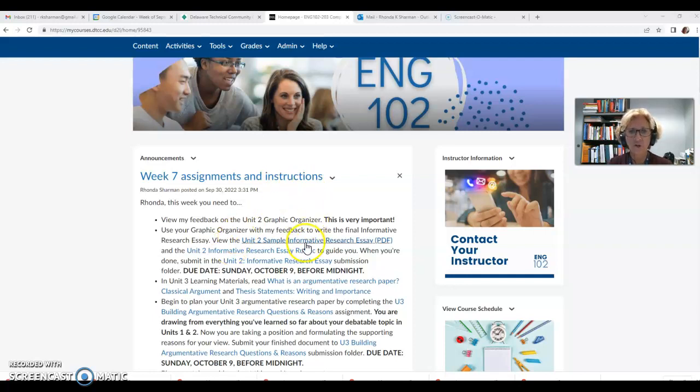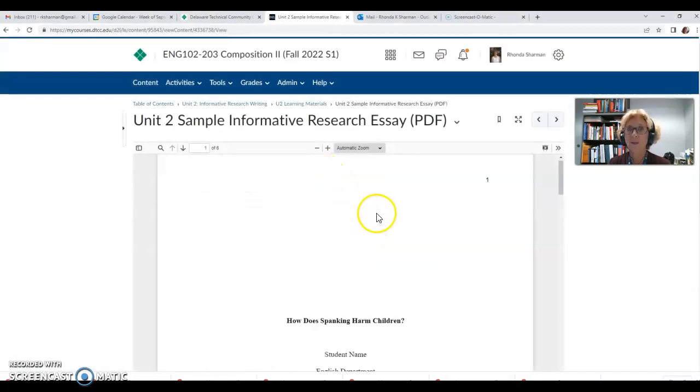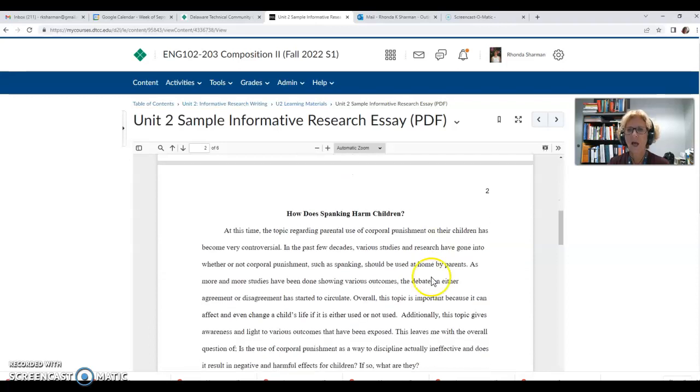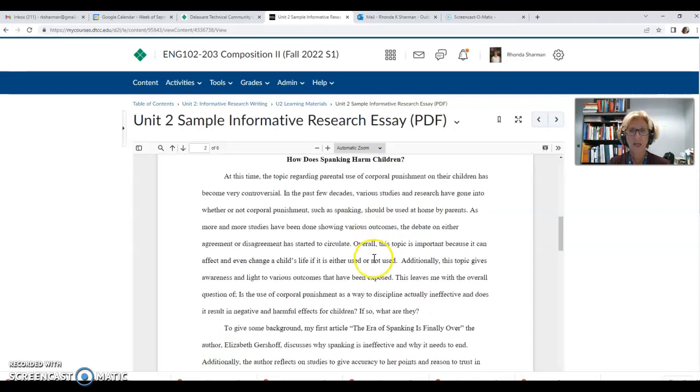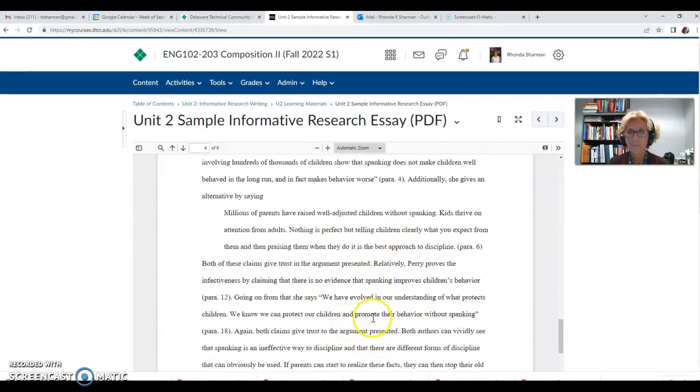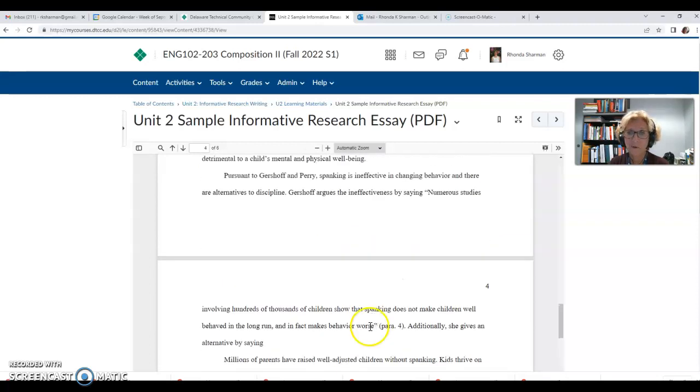I would strongly urge you to look at the sample informative research essay so that you can review how your title page will look and get an idea of what you're including in your various paragraphs. These should correspond to what you wrote in your graphic organizer. The sample will also give you some examples of using citations.